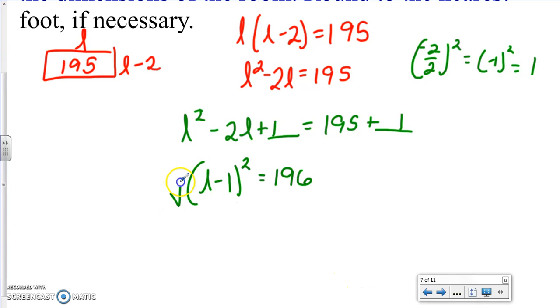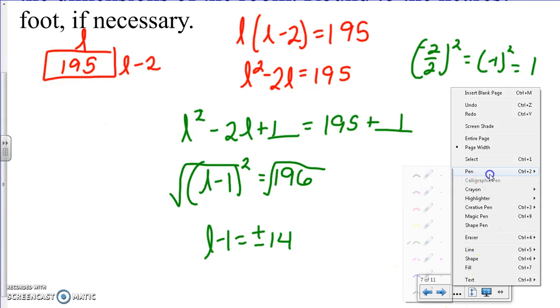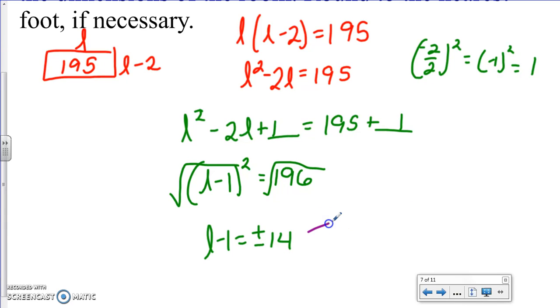We're going to take the square root of both sides. Apologize for that one, kind of crooked. And so the square root of 196 is 14. So we get L minus 1 equals positive or negative 14. We can actually find two answers here, so we're going to split this up and see which one works and which one doesn't. So we're going to do L minus 1 equals positive 14 and L minus 1 equals negative 14.